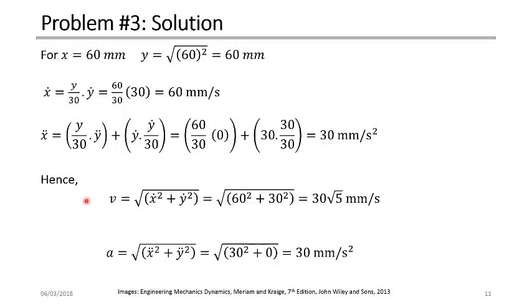And now we can calculate the total velocity and the acceleration, where the velocity is the square root of the x component squared plus the y component squared.